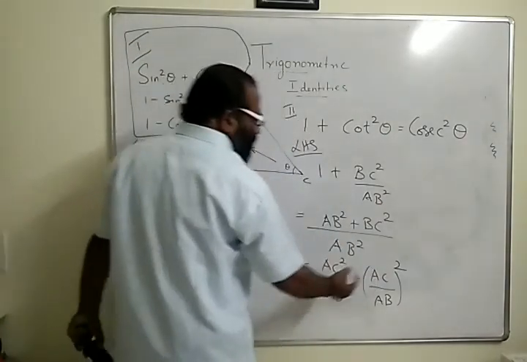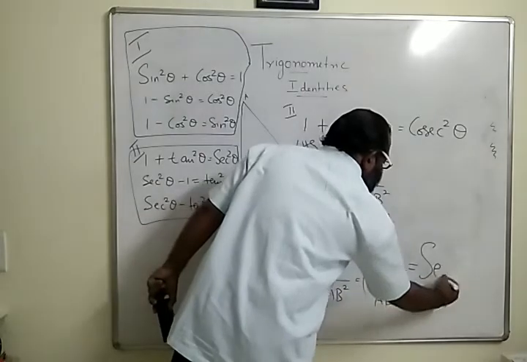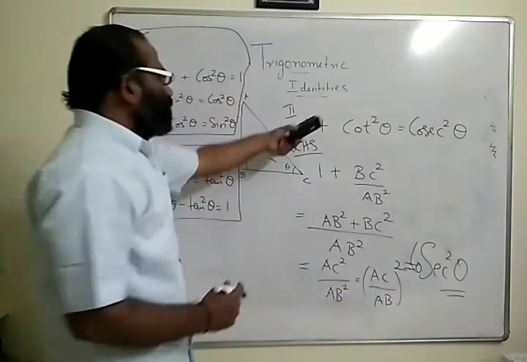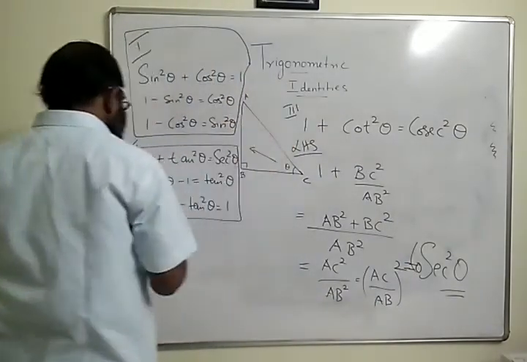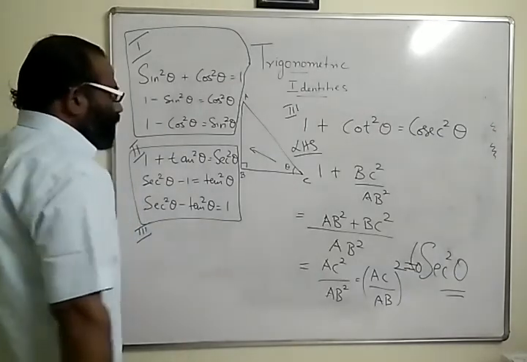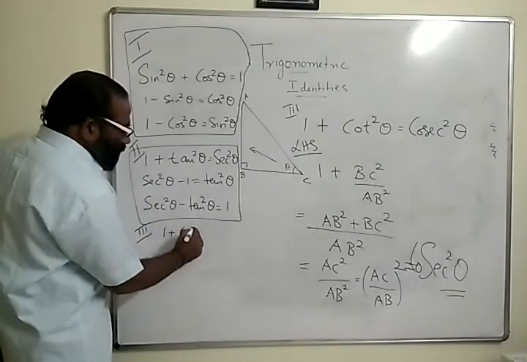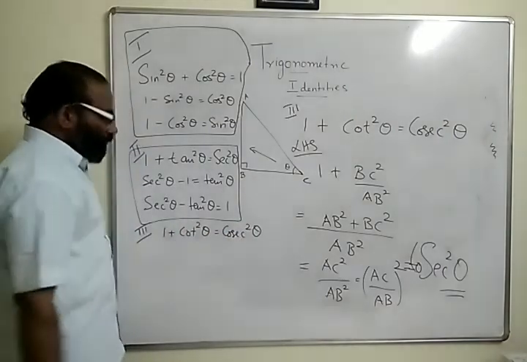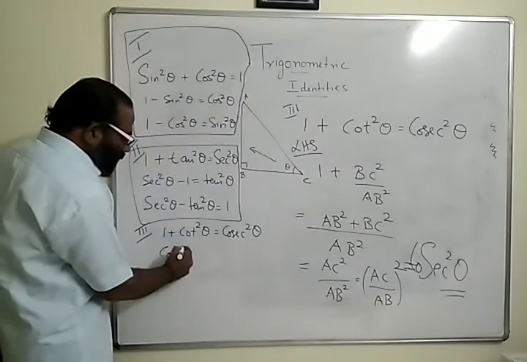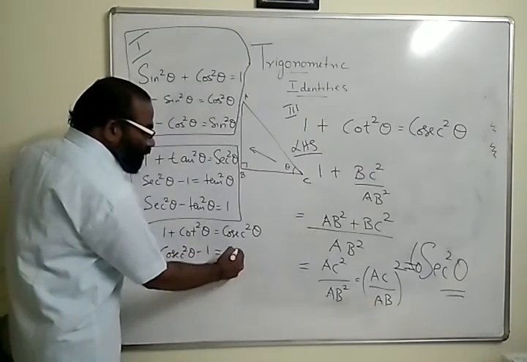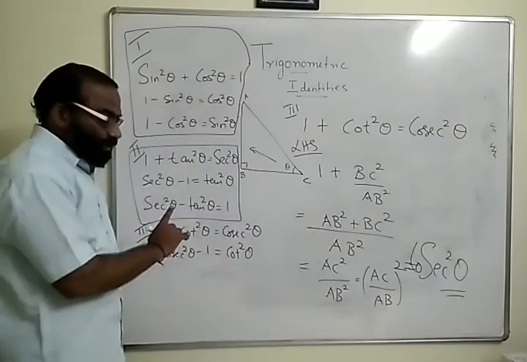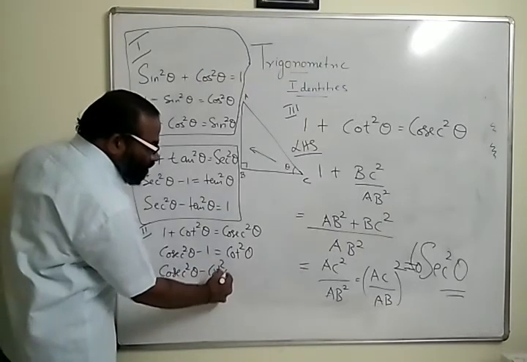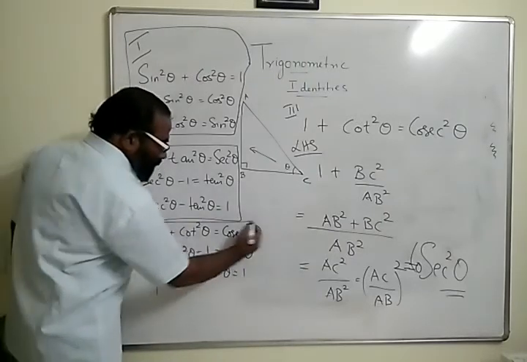So this can be written as cosecant squared theta. So now this is proved. This is the third one. So the third one is 1 plus cot square theta equals cosecant squared theta, and cosecant squared theta minus 1 equals cot squared theta, and the last one is cosecant squared theta minus cot squared theta equals 1.